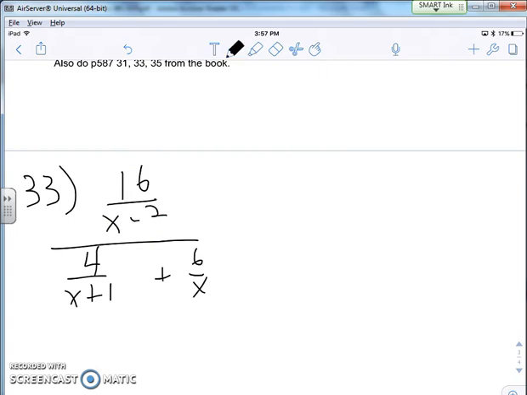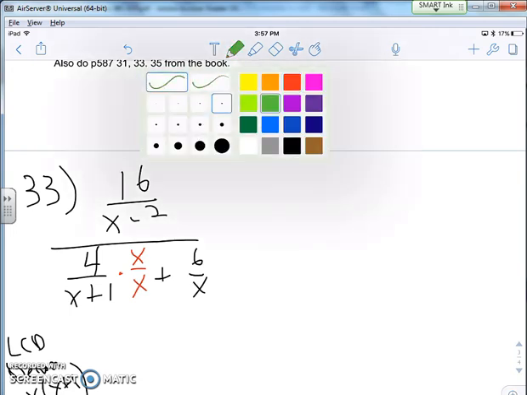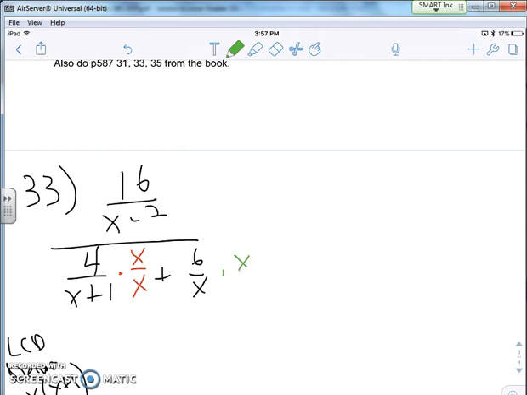So the LCD of just the bottom, or the denominator, is x times x plus 1. And what I want to do is get everything to have that denominator. This first fraction is missing the x, so I'm going to multiply it by x over x. The second fraction is missing the x plus 1, so I'm going to multiply that by x plus 1 over x plus 1.